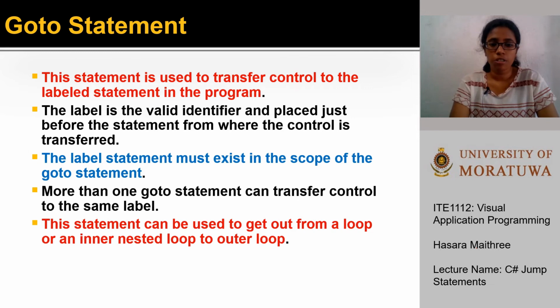Also, the goto statement can be used to get out from an inner loop to an outer nested loop. So we will be iterating inside an inner loop and we can use a goto statement to get out from this inner loop and pass the control back to the outer loop.